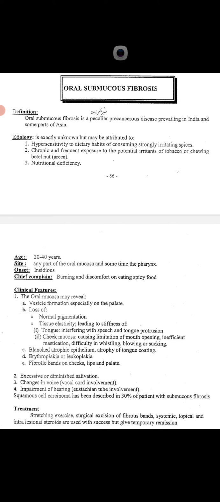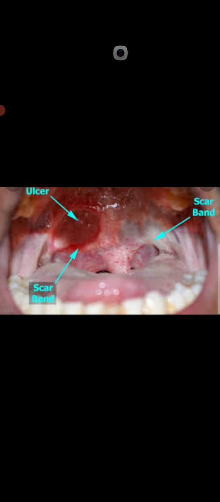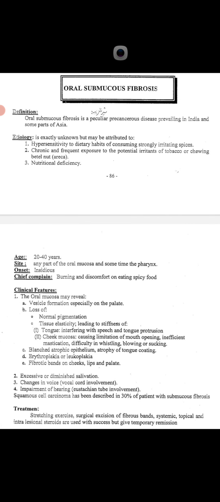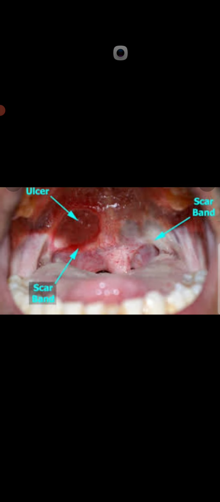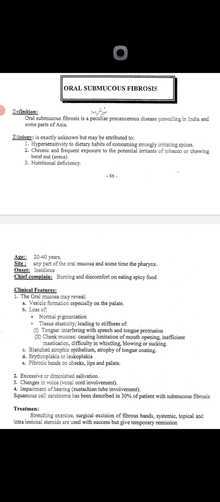Now come to the treatment. For treatment, we give stretching exercises to the patient. Next is surgical excision of these fibrous bands. And next is systemic, topical and intralesional steroid. We give systemic steroid, or apply it topically at that area, or intralesional inside these band lesions. Intraoral steroids are used with success but give temporary remission. It means the steroid gives a temporary remission. The permanent treatment is surgical excision of fibrous bands.